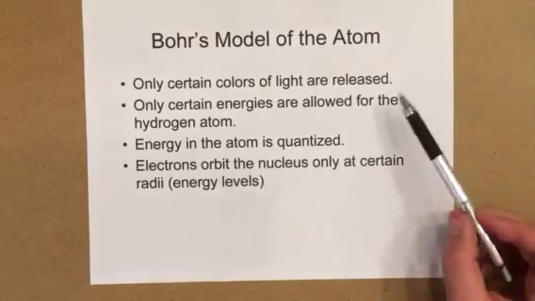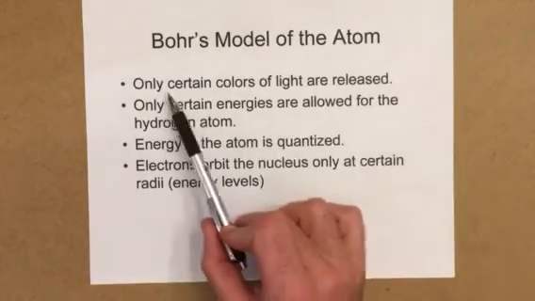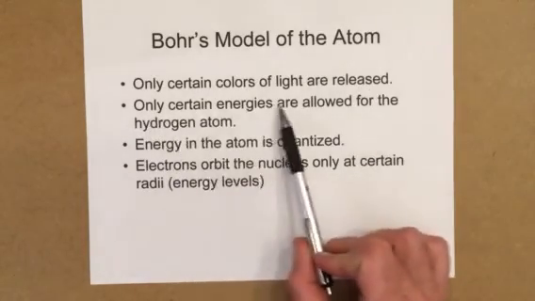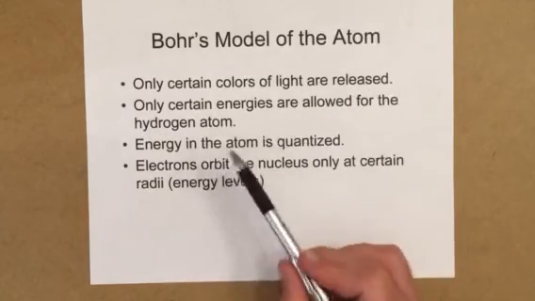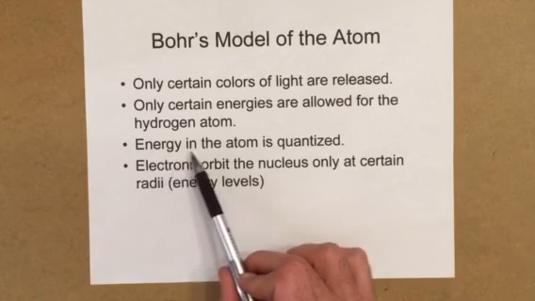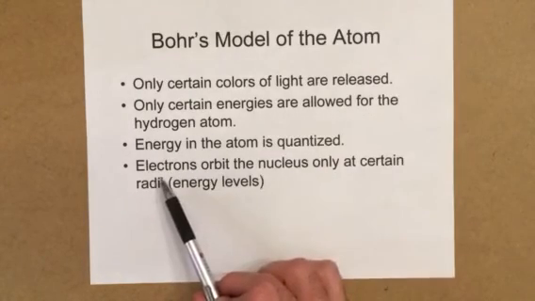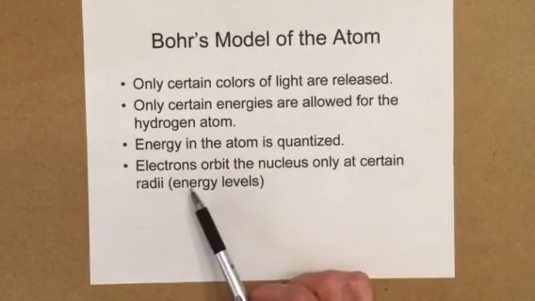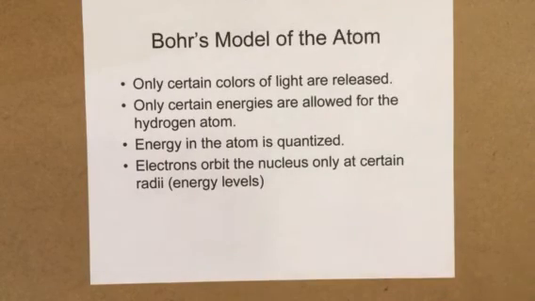So just to summarize a couple things about Bohr's model of the atom, only certain colors of light are released, and that's because only certain energies are allowed for the hydrogen atom. And energy in the atom is quantized. Electrons orbit the nucleus only at certain radii or certain energy levels. And this was the big contribution that Bohr made, was that the electrons can't be any distance from the nucleus, but only certain fixed distances.